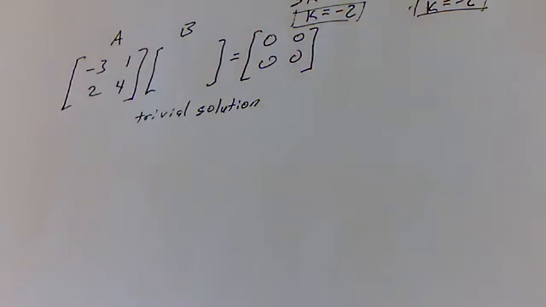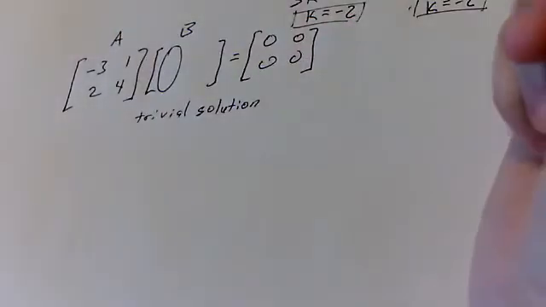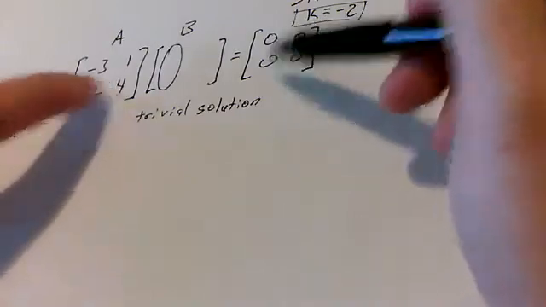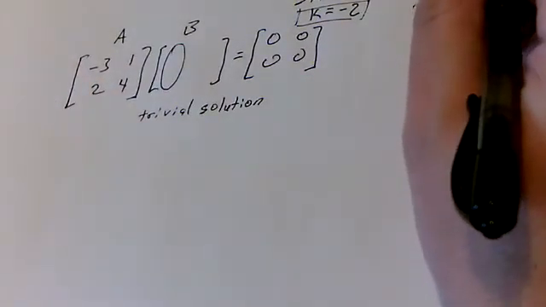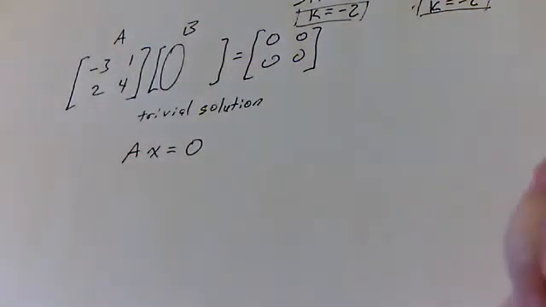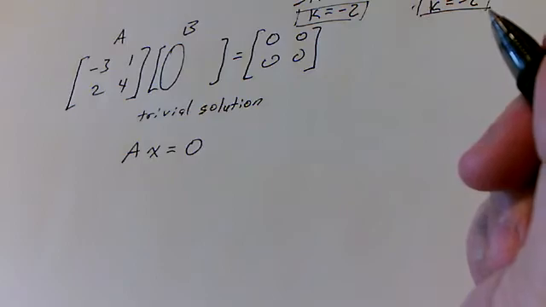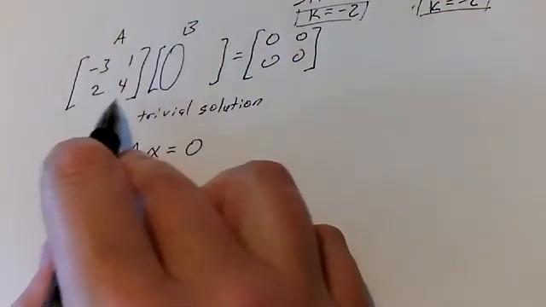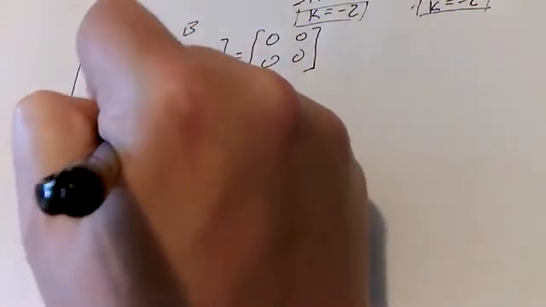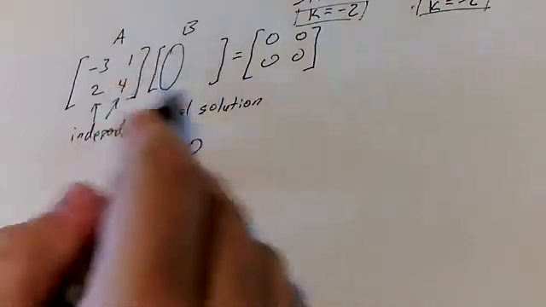So as I look at this, what I'm asked to do here is find what I would multiply this by, row by column, row by column, to get zeros here. Well, if I think about what that is, that's A times a vector x is equal 0. I'm being asked to solve the homogeneous system. As I look at this, these columns are linearly independent, and if they are independent, then the only vector is going to be the trivial solution. So for this matrix A, I have only the trivial solution.